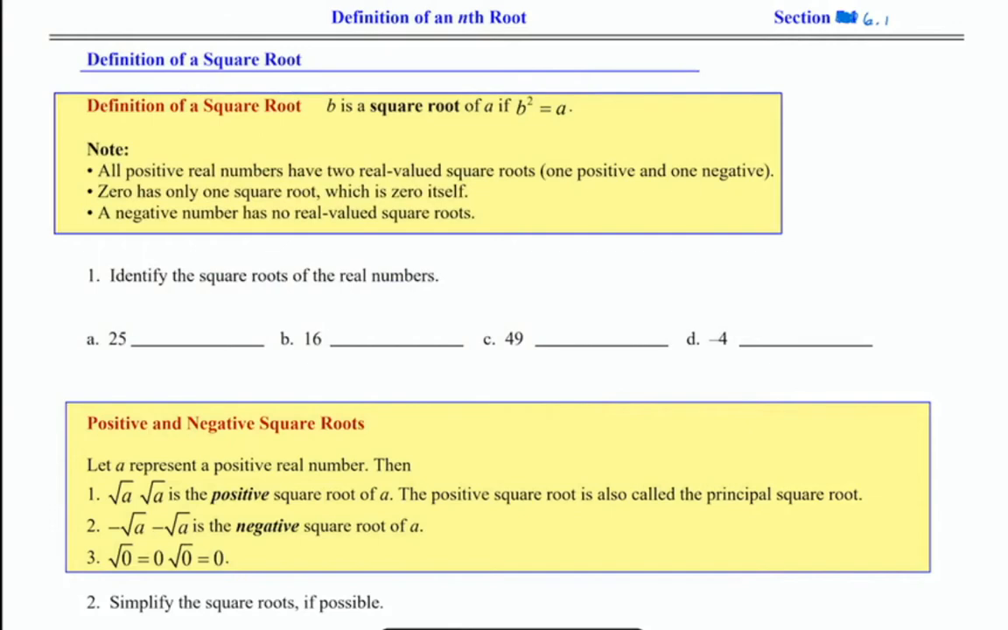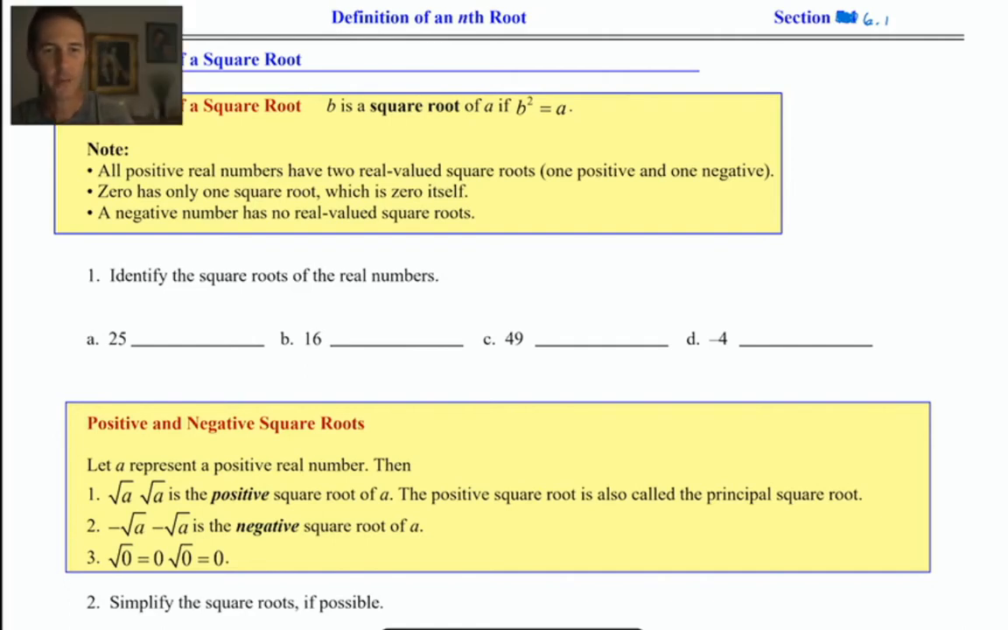The first thing that we need to look at in this topic is the definition of a square root. And most of you, if not all of you, watching this video know what a square root is already. However, we can say that b is a square root of a number a if b squared equals a, for example. Well, let's look at the first example.